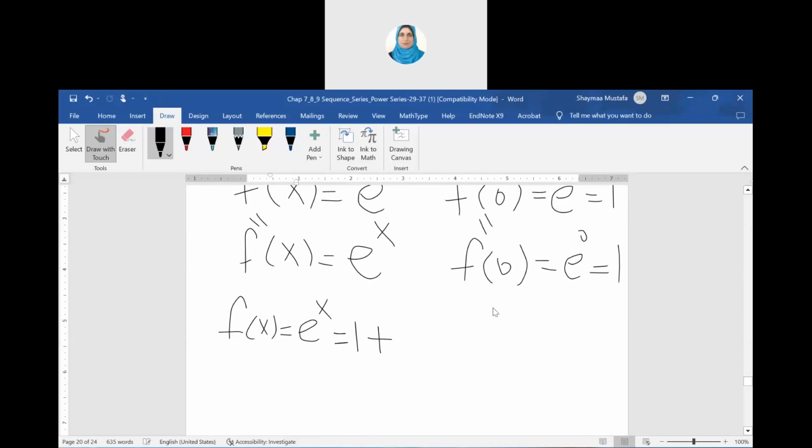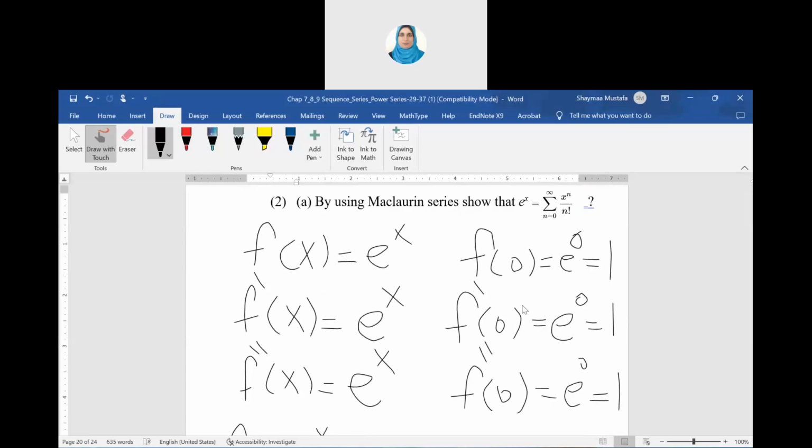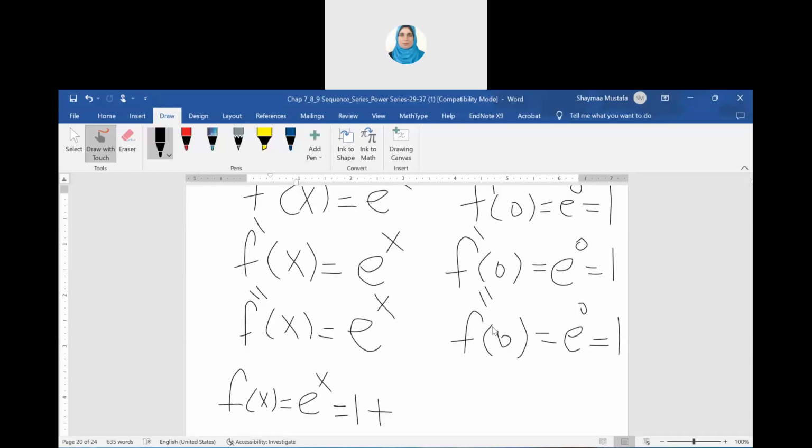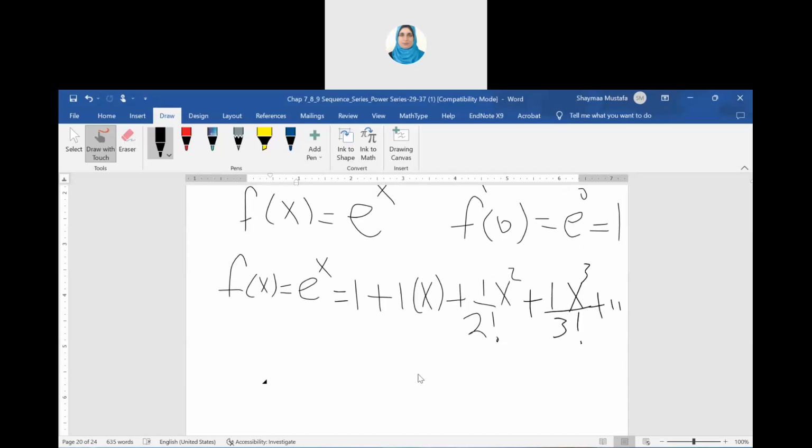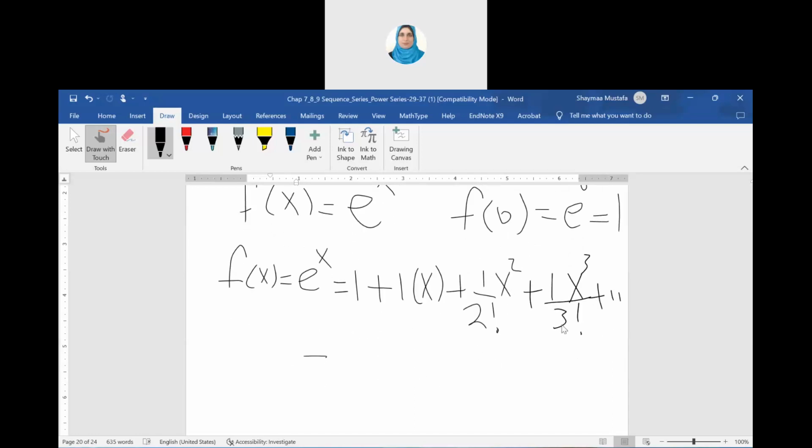Plus the second term, which should be the derivative of f at 0, which is 1 also, times x, plus the second derivative of f at 0, which is also 1, times x squared over 2 factorial, plus the third derivative, 1, times x cubed over 3 factorial, and so on. If you continue, you still get 1.